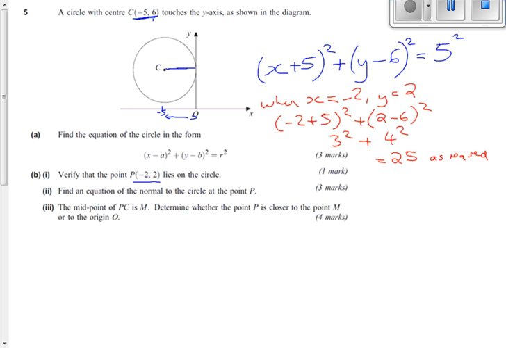And again, as it's a verify question like that, let's write another line. Therefore, P lies on the circle.